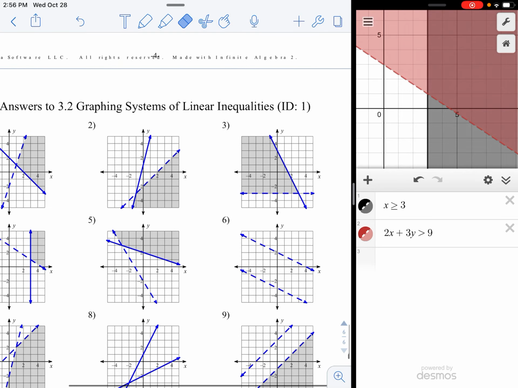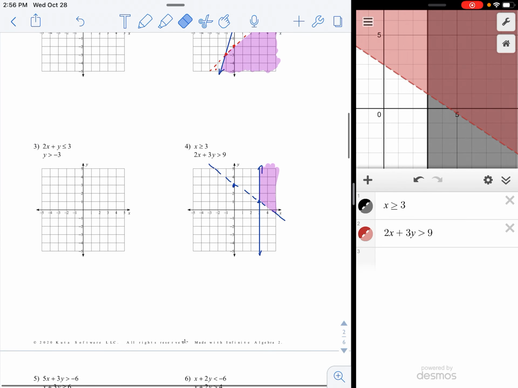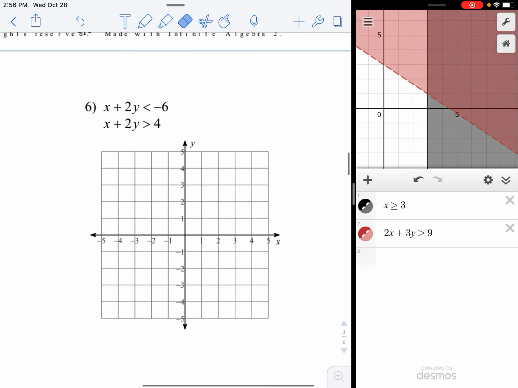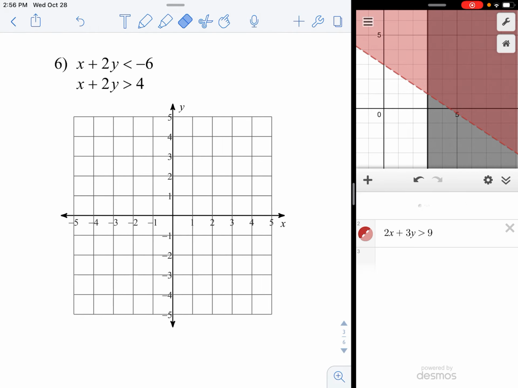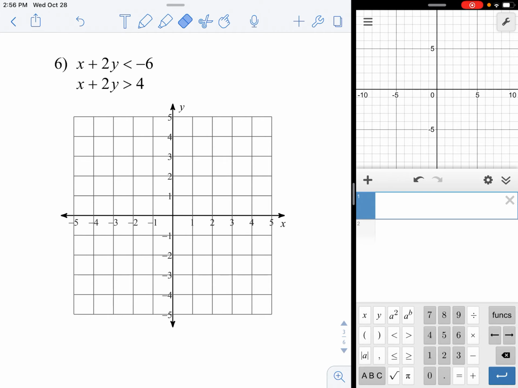I want you to do this on Desmos and get good at transferring the drawing over to paper or the screen over here. All right, a few repeated examples. There's some that might be a little trickier than others, so do follow along.